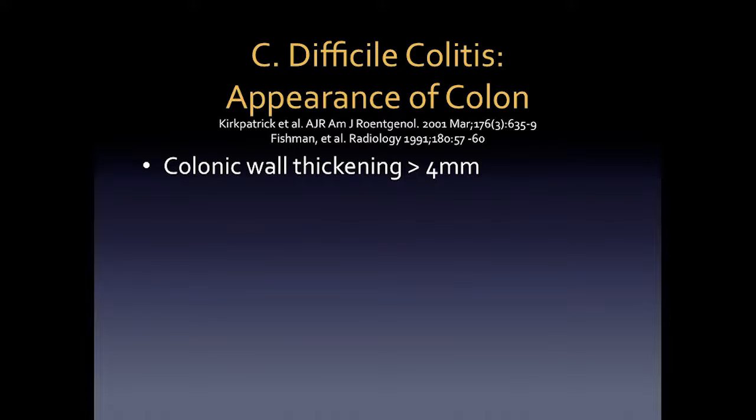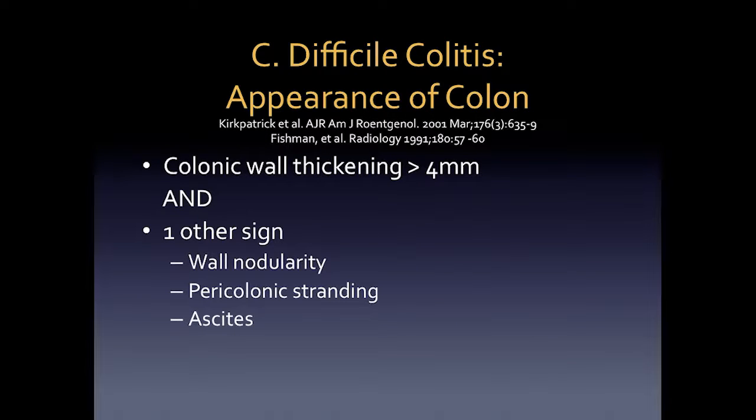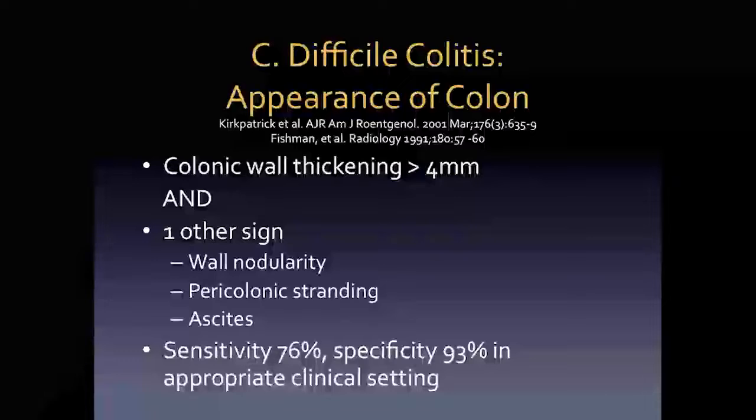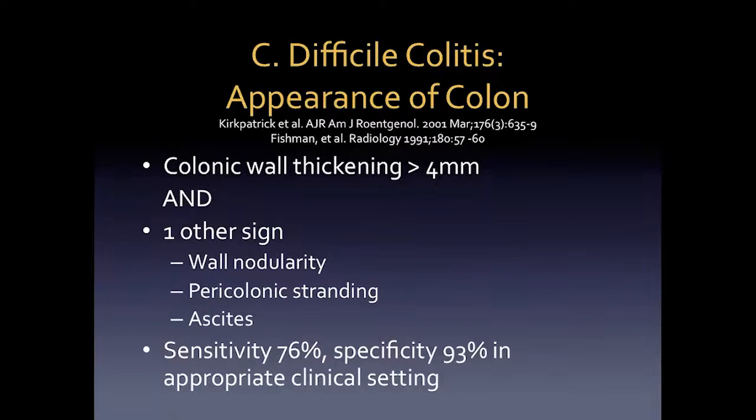So it turns out that in evaluating these patients, if you have colon wall thickening, and again, it does not have to be marked thickening, just any amount of thickening, and any one of these other signs, so wall nodularity, pericolonic stranding, ascites, these are pretty nonspecific things all in all, so wall thickening and a little stranding or wall thickening and a little free fluid, the specificity for C. difficile is 93% in the appropriate clinical setting.